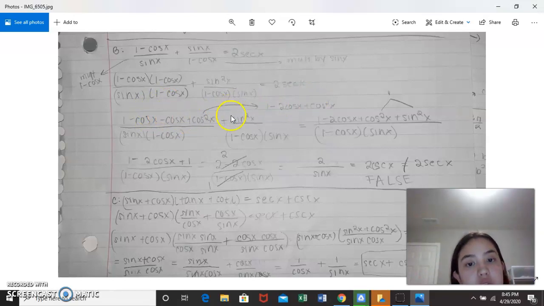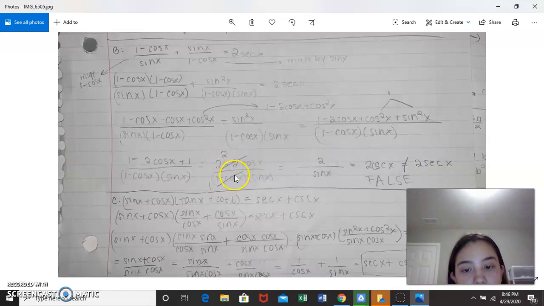Then I combined this negative cosine x with this negative cosine x, and I got negative 2 cosine x. Then I wrote that down here, but the sine squared of x got added with this cosine squared of x over here, and I knew that that equaled 1, so I was left with 1 minus 2 cosine x plus 1, which I wrote down here. Then I wrote just the denominators. And then I said that that was equal to 2 minus 2 cosine x because I combined this one and this one, and I was left with 2.